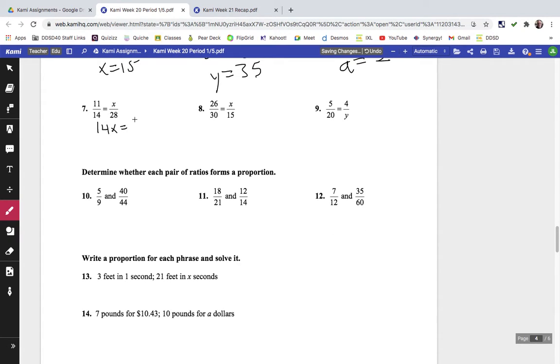14x equals 11 times 28. So 14x equals 308, divided by 14. It's 22. So this one, x equals 22.